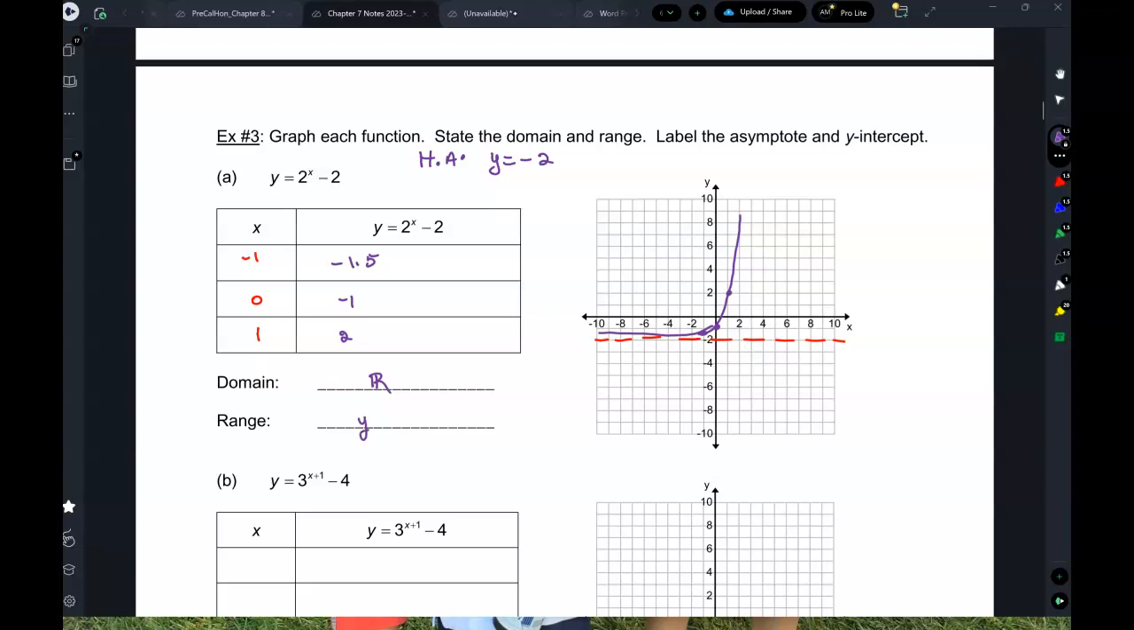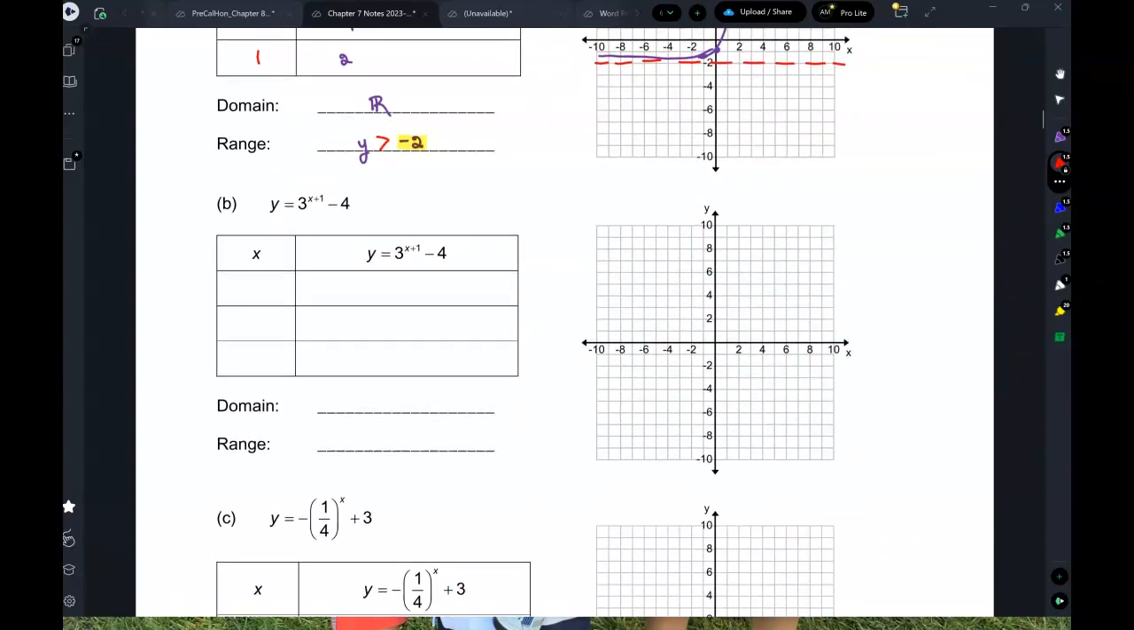Range. It's going to be y compared to the asymptote of -2, right? The same number is that same number here. Is this greater or less than, though? The range, is it greater than or less than -2? Greater than -2. Yeah.